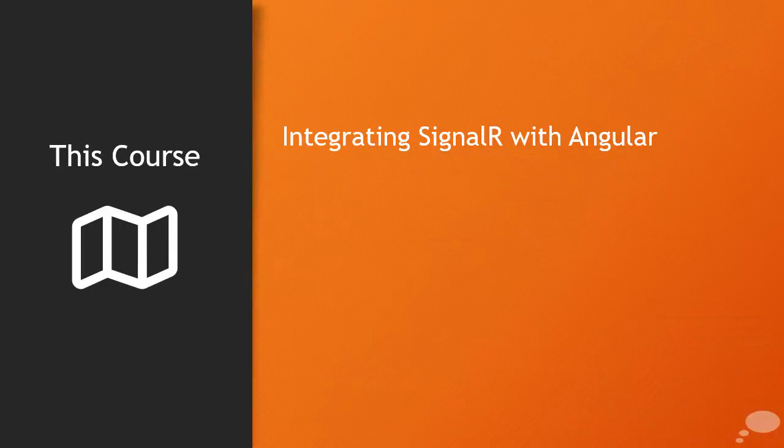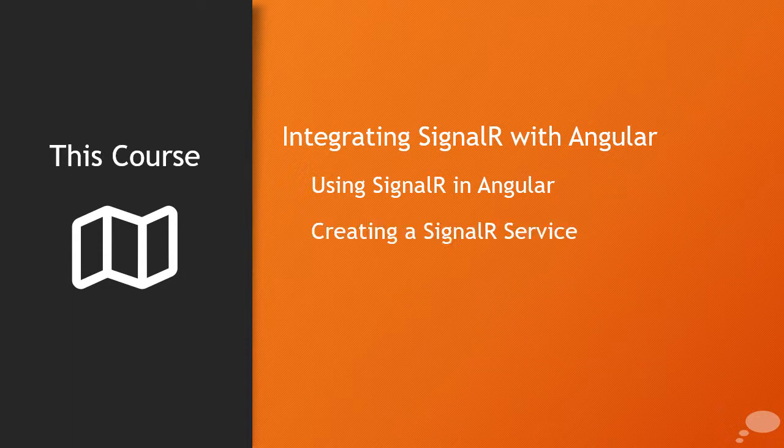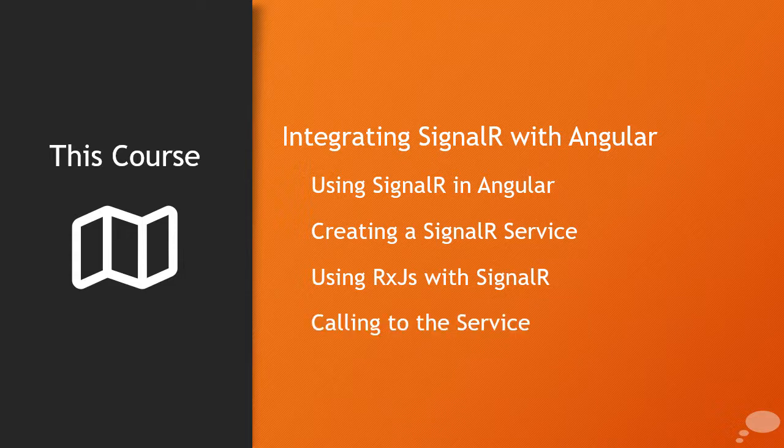In this micro course, we're going to be talking about using SignalR specifically in Angular. I'm going to be using the latest version of Angular that's available at the time of this recording, which is April of 2019. We're going to do this by creating a service in Angular using SignalR. I'll show you how to use SignalR with requests. And then I'll show you how to call back into the server to broadcast your own messages.